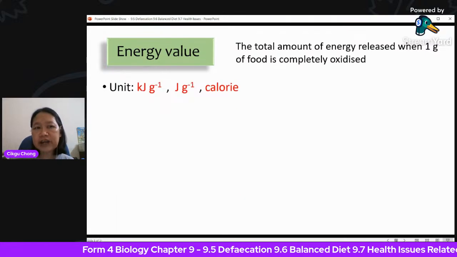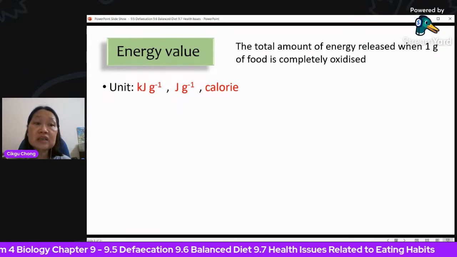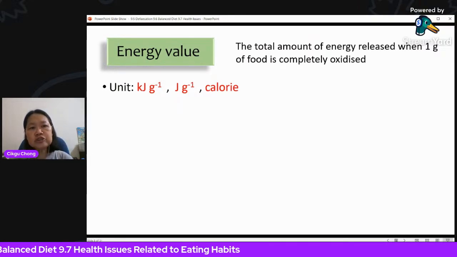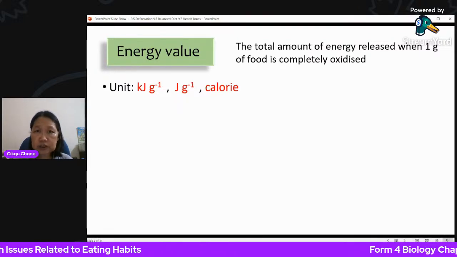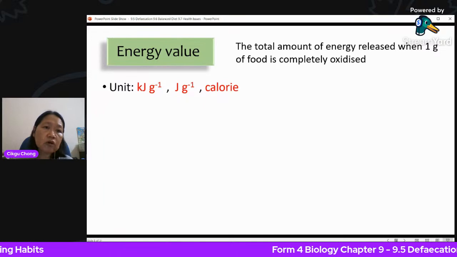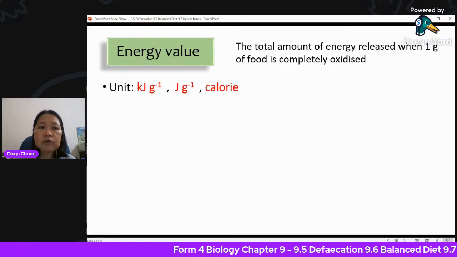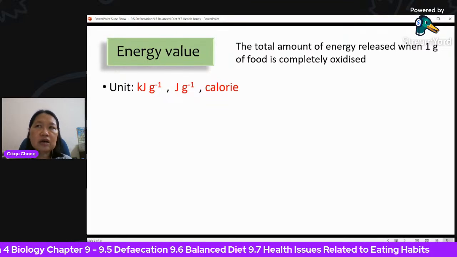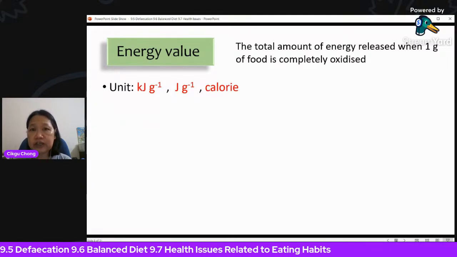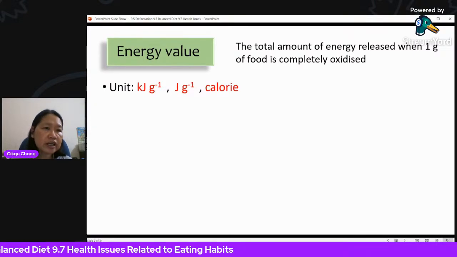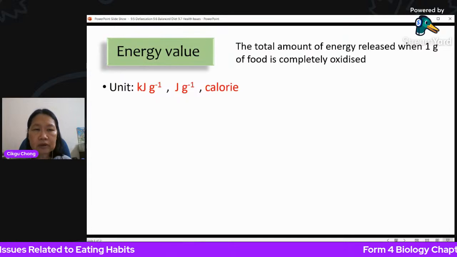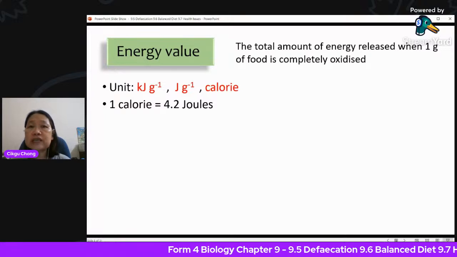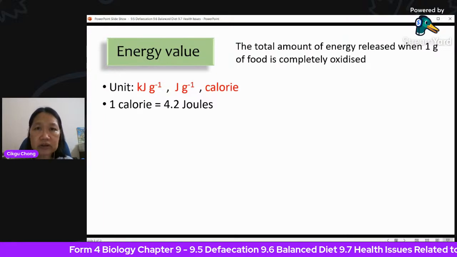The unit of energy value is kilojoule per gram, joule per gram, or even calorie. Usually for science, like biophysics and chemistry, we use kilojoule per gram or joule per gram. Calorie is probably used more in food science or domestic science. But for biology, we usually use kilojoule or joule per gram. One calorie is actually 4.2 joules, but we will use joules in our calculation.